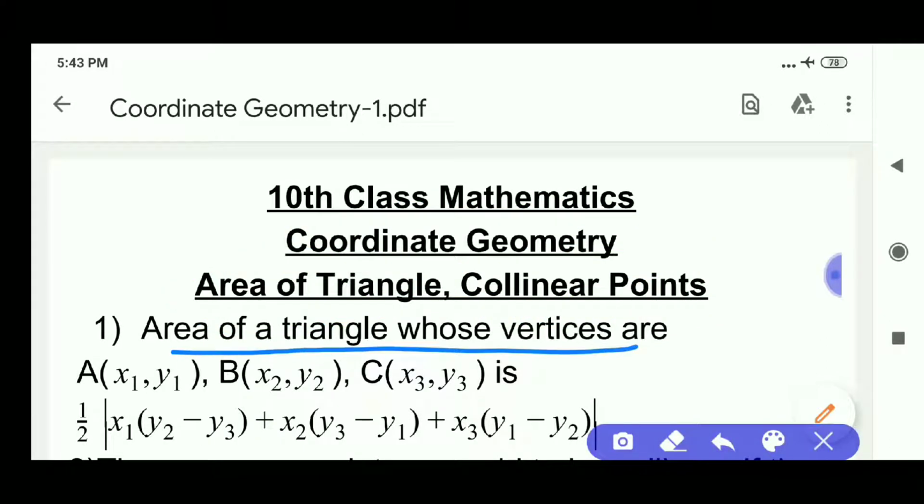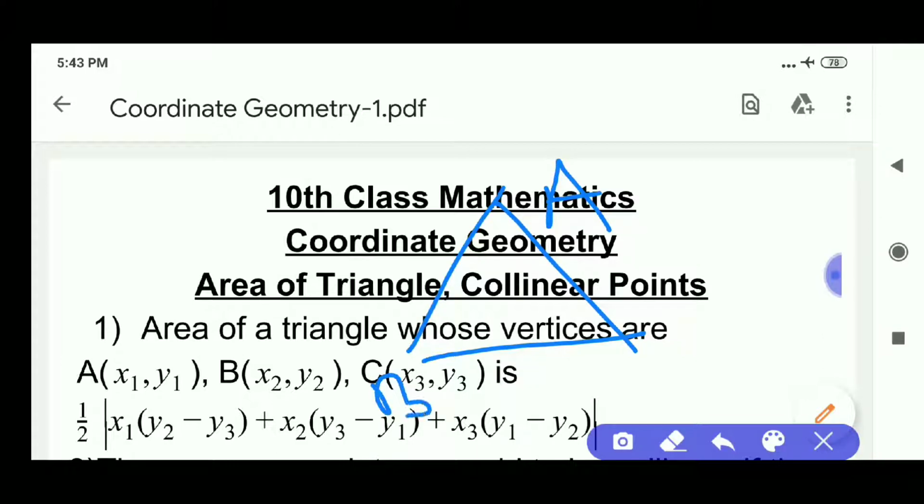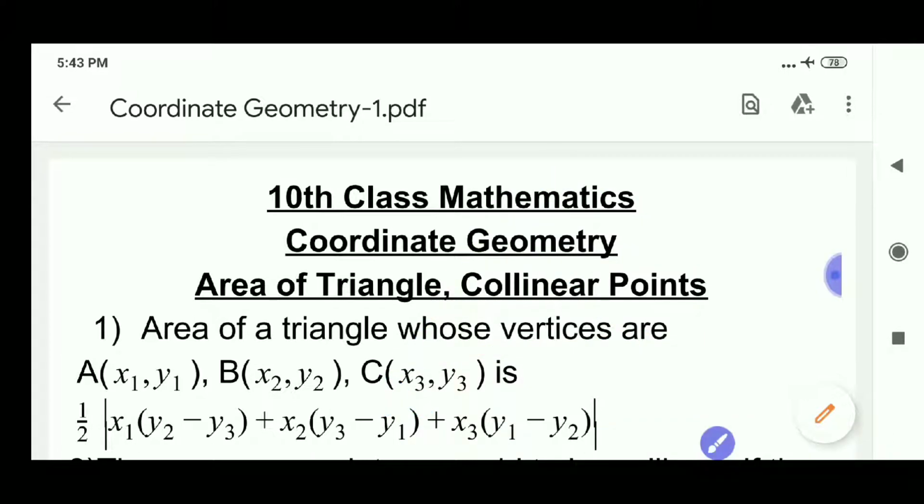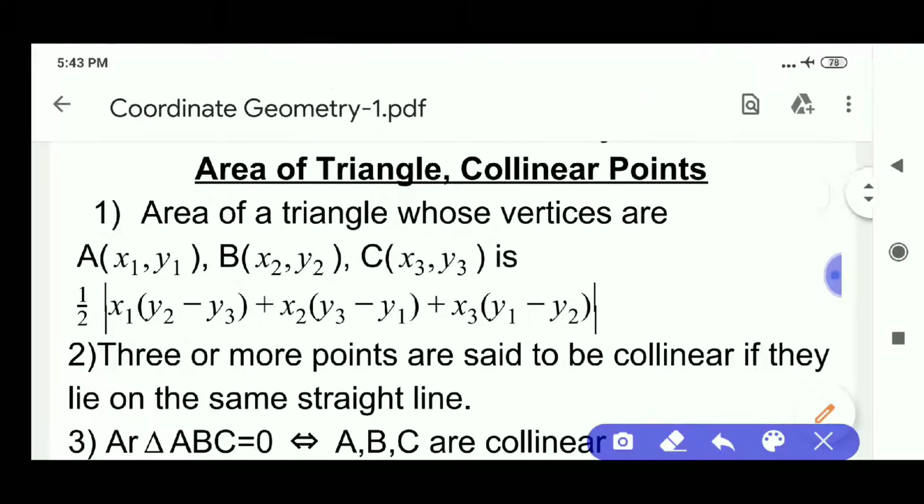Area of a triangle whose vertices are A (x1, y1), B (x2, y2), C (x3, y3). That means a triangle is given to you and the vertices of A are x1 y1, of B are x2 y2, of C are x3 y3. Then the area of the triangle is half modulus x1 into (y2 minus y3) plus x2 into (y3 minus y1) plus x3 into (y1 minus y2). The formula appears long but is easy to remember.